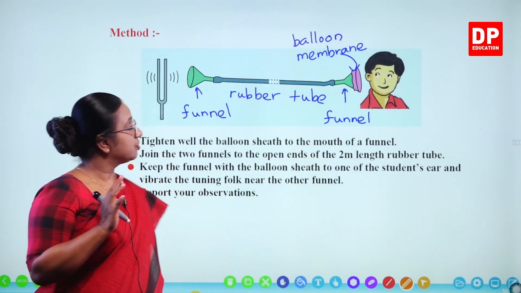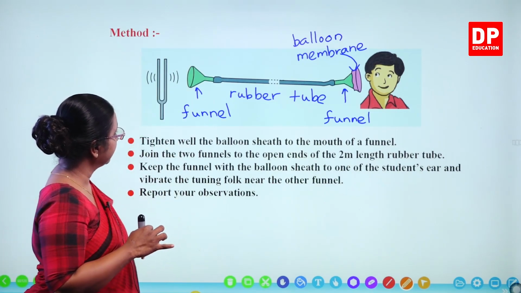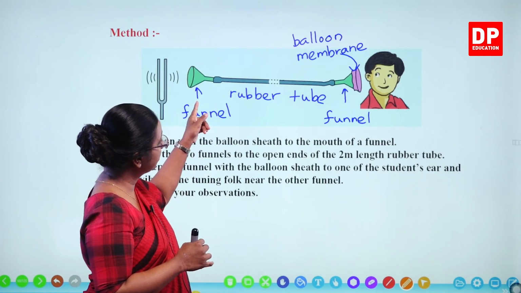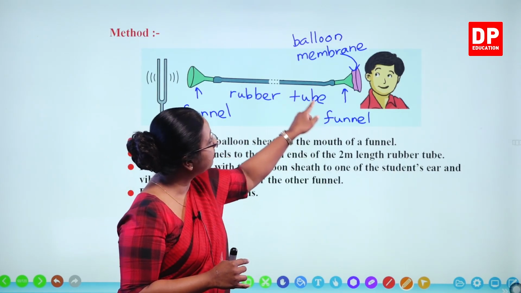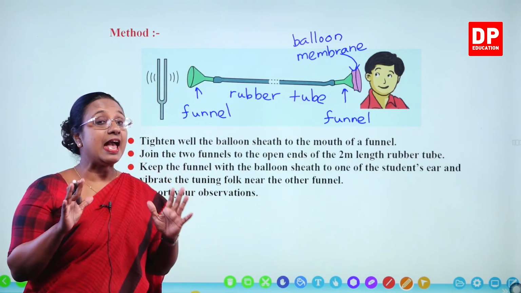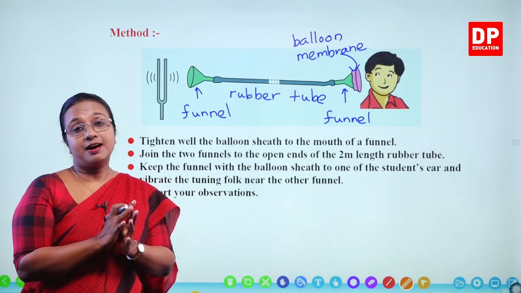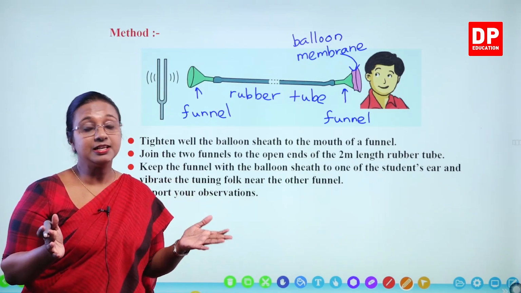Right. So what we are going to do is we will have one funnel there. The rubber tube is connected, one end is connected to this funnel, the other end is connected to the second funnel, and that funnel is covered with the rubber membrane, and we have to make sure the rubber membrane is stretched and covered, and we have to tie the thread around it so that it doesn't come off.